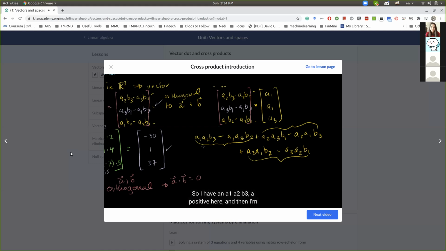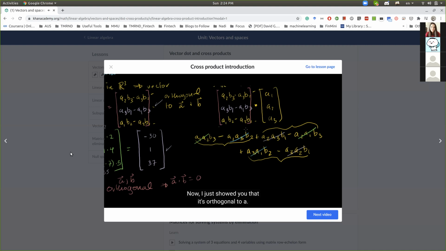So I have an A1, A2, B3, a positive here. And then I'm subtracting the same thing here, right? This is the same thing as A1, A2, B3, but it's just a minus. So that will cancel out with that. Let's see what else we have. We have a minus A1, A3, B2. But we have a plus A1, A3, B2 there. So these two are going to cancel out. And I think you see where this is going. You have a positive A2, A3, B1. And then you have a negative A2, A3, B1 there. So these will also cancel out.